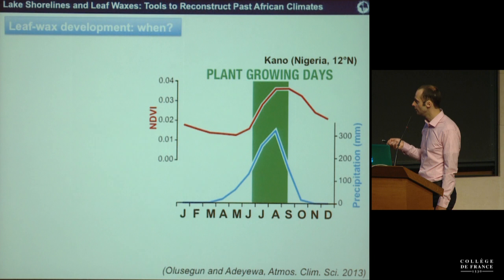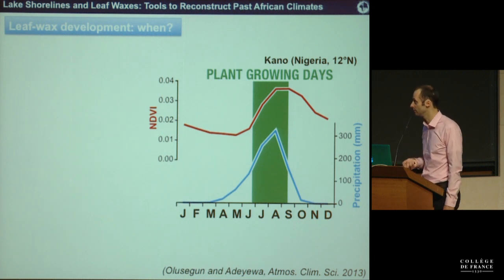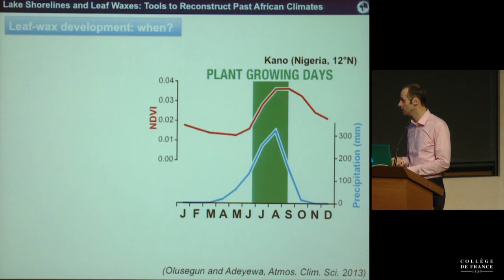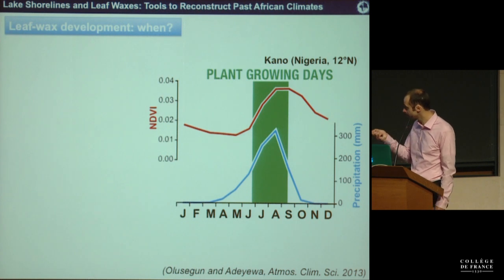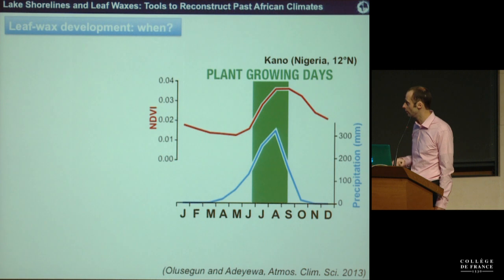And I show you here a vegetation index, which is the normalized difference vegetation index. It's an index derived from satellite products, and it is a good index for the vegetation cover. And what this index told us is that the plants in the region of Kano are growing only during around 2.5 months. And when are they growing? They are growing when there is water.